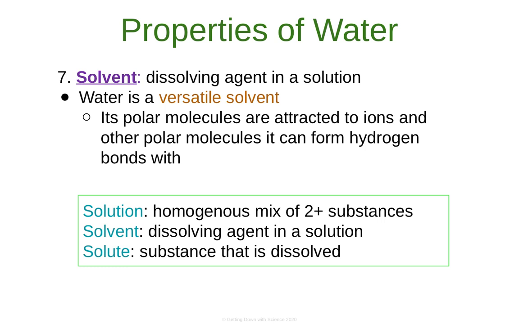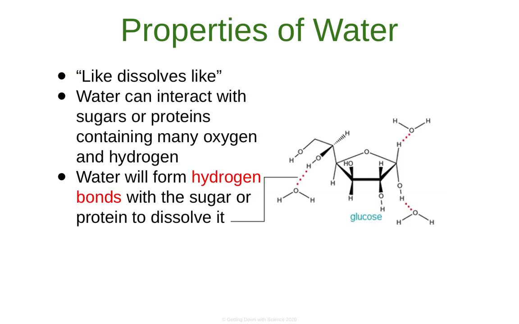All right, a solvent. Three words you've got to know: solution, solvent, and solute. A solution is a homogeneous mixture. It's two or more substances all mixed together. The solvent is the dissolving agent in a solution, and the solute is what is being dissolved. So if I have salt water, salt water is my solution. Salt is my solute, and water is my solvent.